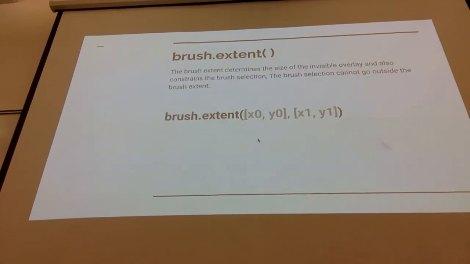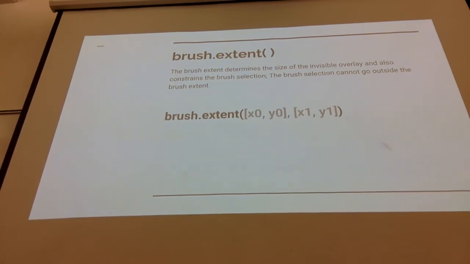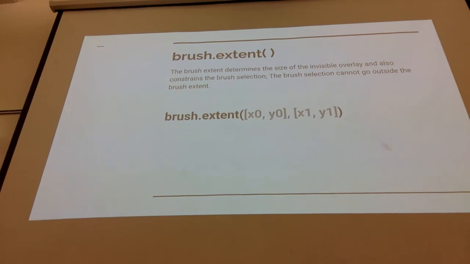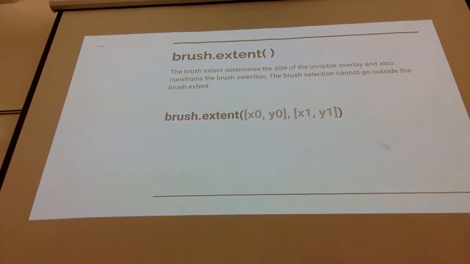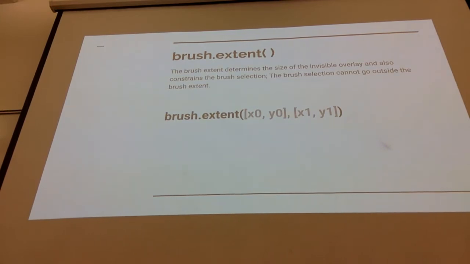The elements you're going to need for a brush: you're going to specify an extent, which determines the size of it. Basically, you create a group when you're creating a brush, like you do with a D3 axis, and then in your group selection you call your brush on that, similar to calling the axis on your axis group. You specify an extent, which is an invisible overlay that constrains the brush selection, so you can only brush and select within a given bounding box.